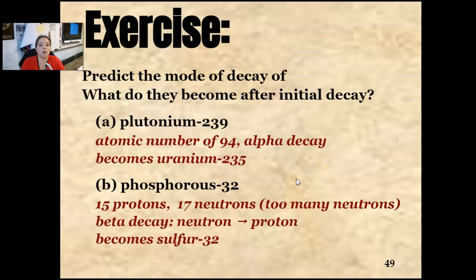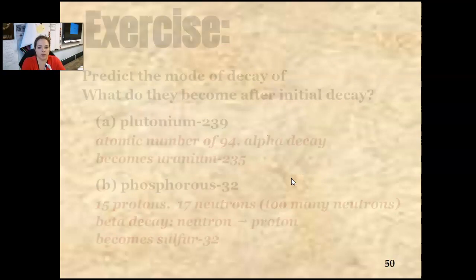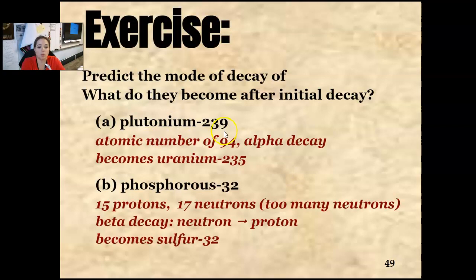All right, predict the mode of decay. What will they become after the initial decay? Okay, so plutonium 239, atomic number is 94. As soon as you see 94, it's over 82, you know it's going to be alpha decay. And all you have to do to figure that out is 94 minus 2 is going to give you 92. 92 is uranium.